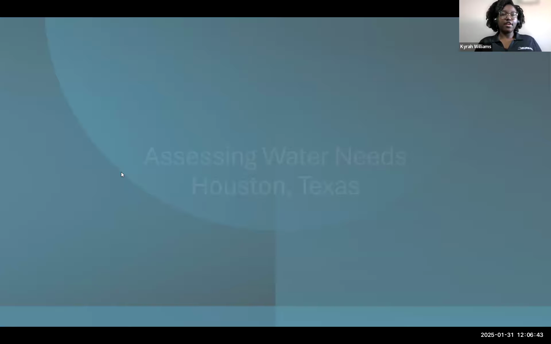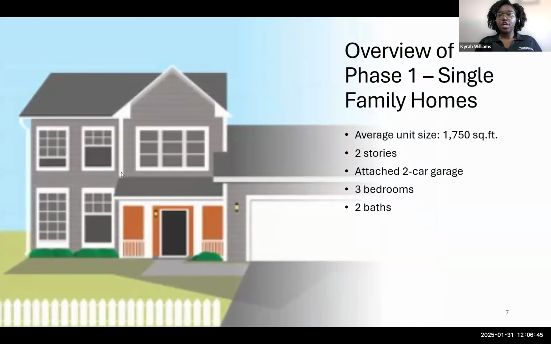So in the first phase of our research, we focus on single family homes. Focusing on single family homes, we got the average input of an average house size of 1750 square feet, 2 stories with an attached garage, and having 3 bedrooms, 2 bathrooms.